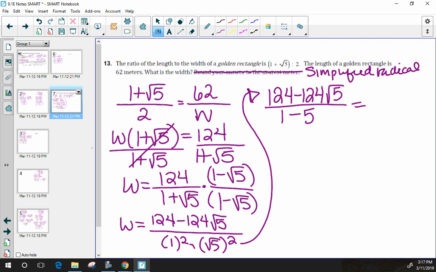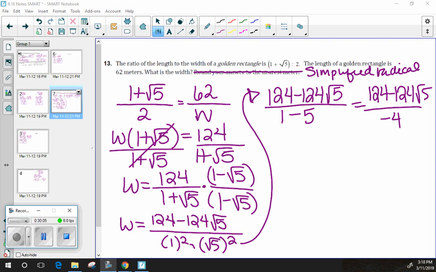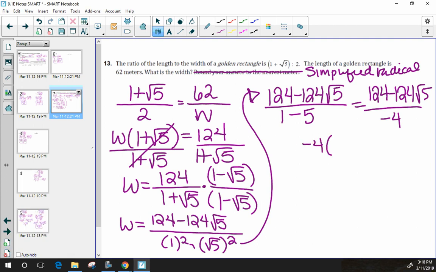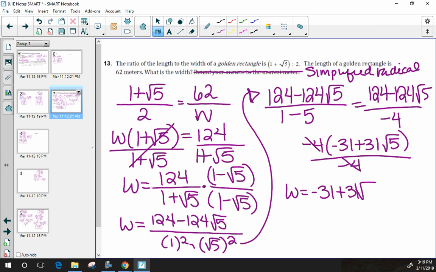So then, don't forget to get rid of the negative. Get rid of the negative. Square root of 5 over negative 4. And then there's something in common here. You pull that GCF, and you're all set. So it's just a matter of pulling that negative 4 GCF out of all of those. So square root of 5, and then on the bottom is another negative 4. These guys cancel. So our width is negative 31 plus 31 square root of 5, and that is in meters. Measure width.